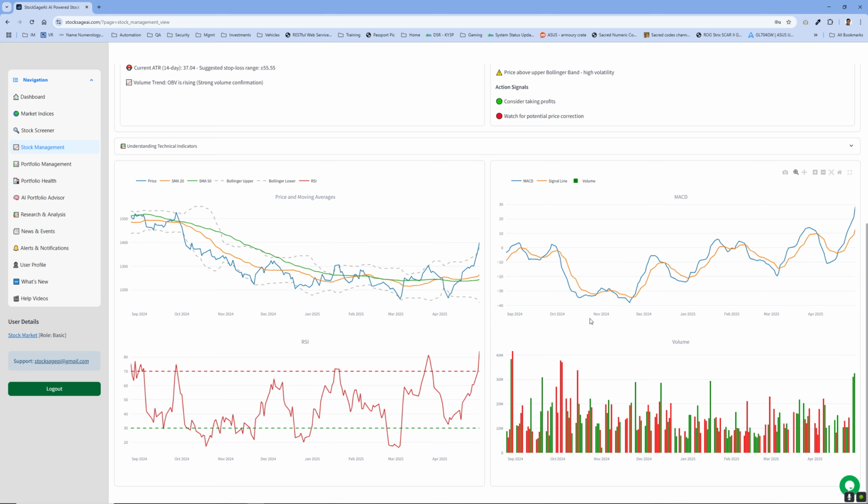In this example, MACD above the signal line is going to be a positive momentum. So whenever MACD goes above the signal line, it's positive, and when it goes below, it's going to be negative. Okay, so we have to consider both of them.